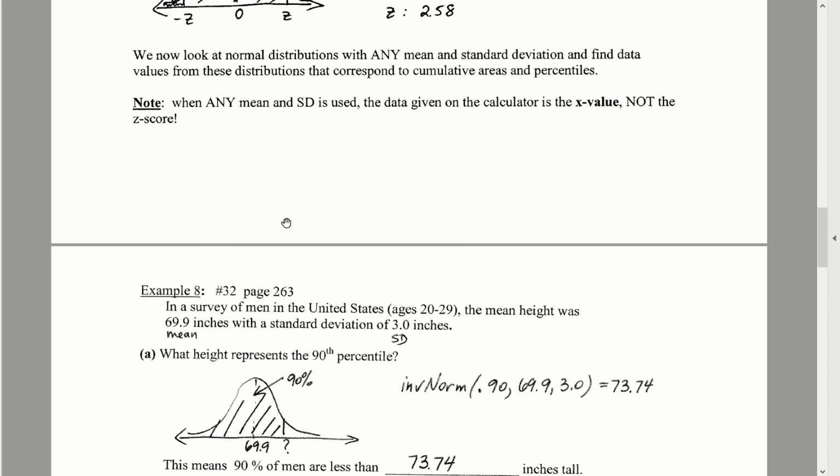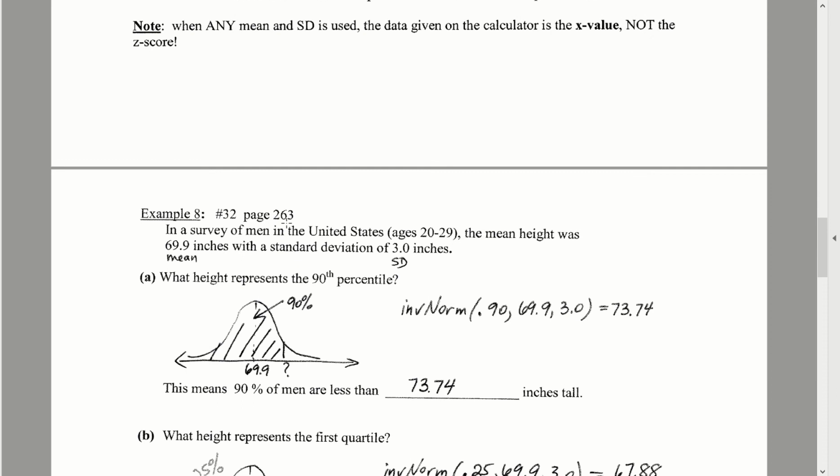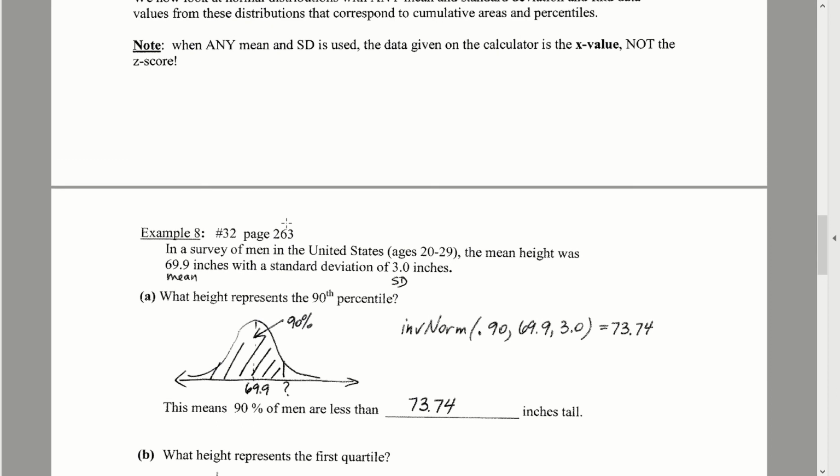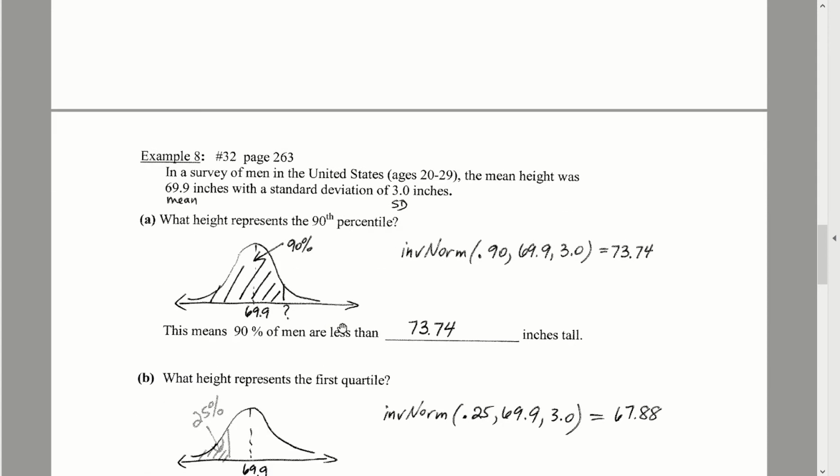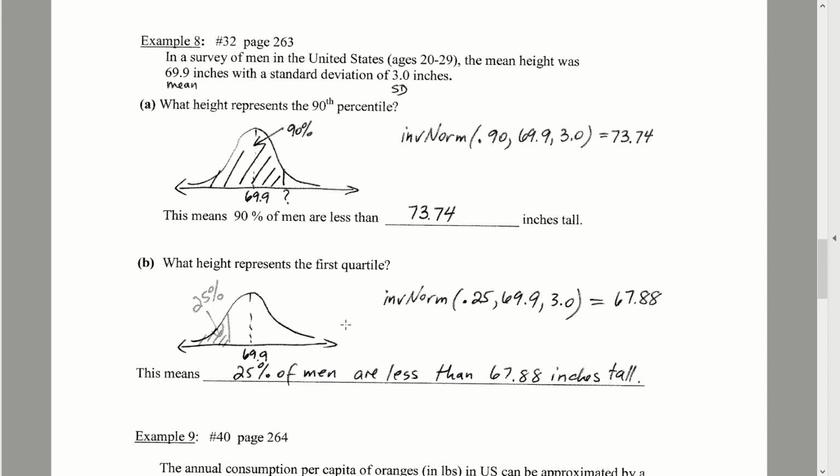In the remaining examples in this section, what we're now going to do is kind of open it up, and instead of focusing necessarily on the standard normal, we're going to look at any general normal distribution that can have a different mean and standard deviation, different than the 0 and 1 we've been working with. For example, in question 8, they say that a survey of men in the US aged 20 to 29 have a mean height of 69.9 inches and a standard deviation of 3.0 inches.